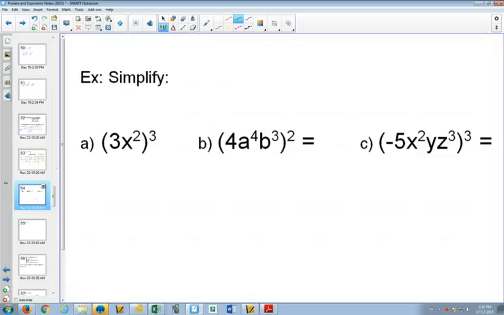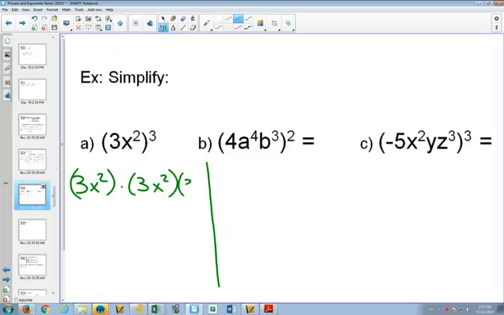Now at any time, if you get stuck on these, you can always use expanded form to figure it out. Okay? So, for example, in A, if I forgot the power of a product rule, if I forgot that this exponent of 3 can go to both the 3 and to the x squared, I could say, well, what does an exponent of 3 mean? It means that I have this how many times? 3 times. If I had it 3 times, how many 3's do I have? 3. How many x's will I have? No, I have 2 x's here, 2 x's here, and 2 x's here. How many x's do I have? 6. So if you get stuck, you can write it in expanded form. Okay?